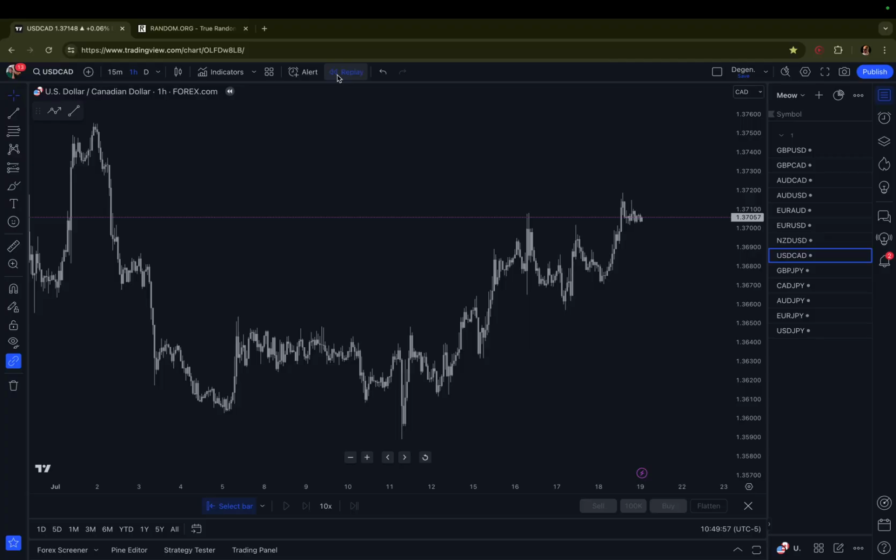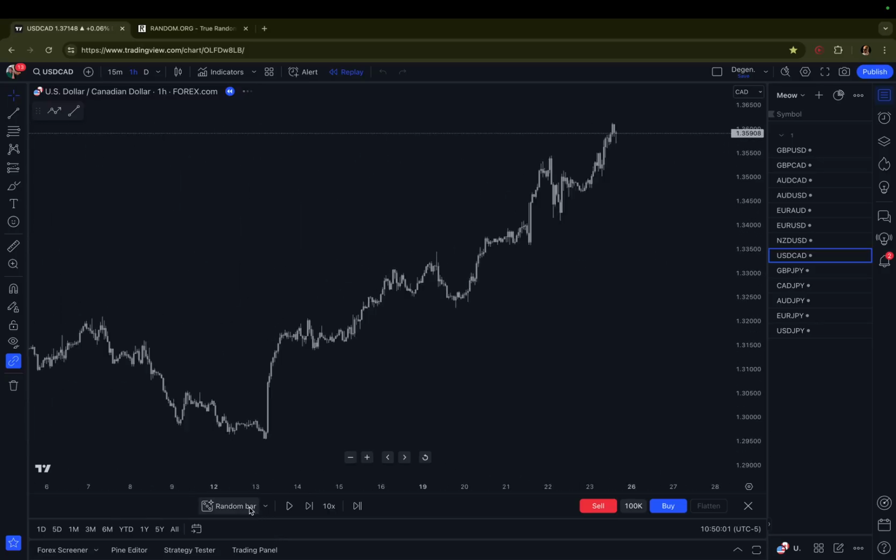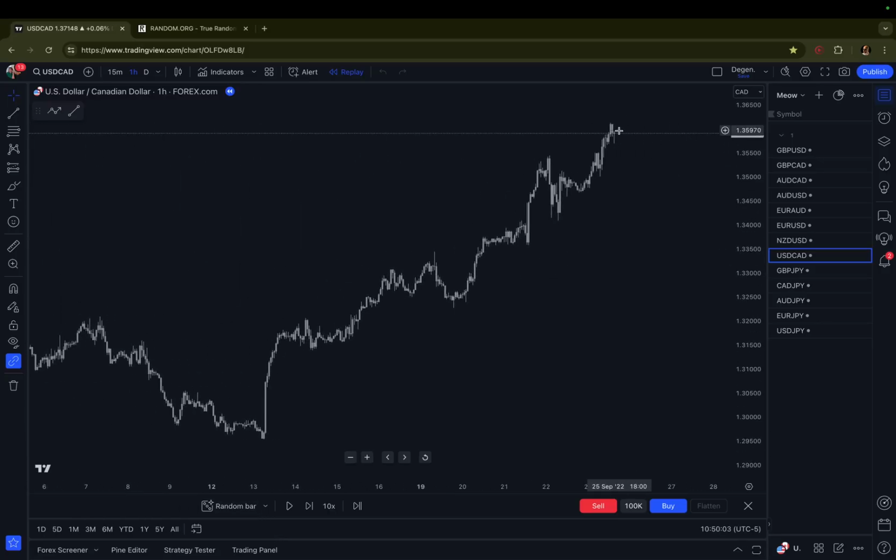Then we're going to go here to the replay mode here on TradingView. And we're going to click this thing where they say random bar. And it takes us back in time somewhere random. So this is September of 2022. Now what we're going to be doing is we're going to simulate having a $1,000 account, and we're just going to be using 0.01 lot sizes for everything.